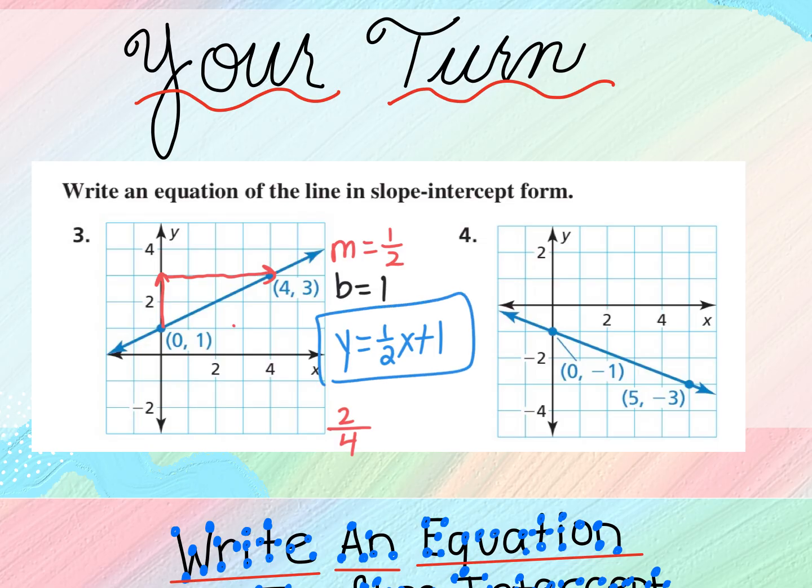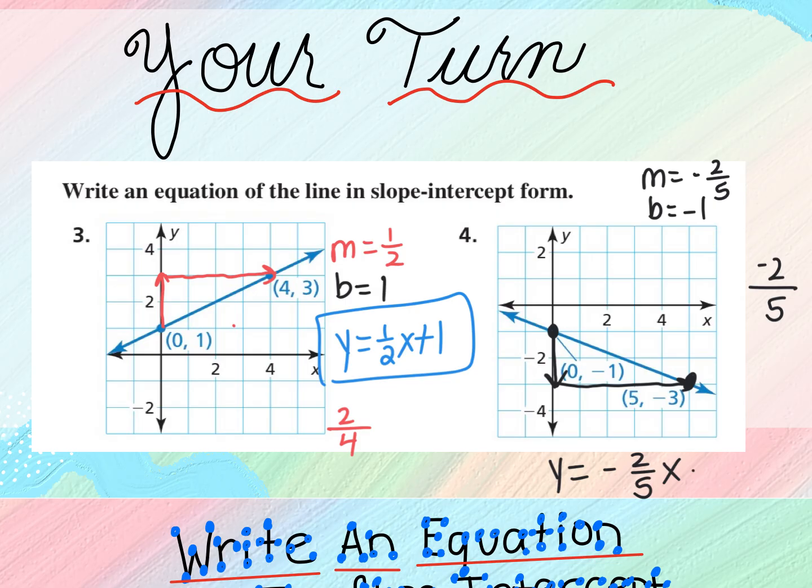The second one, my y-intercept is at -1, correct? My slope, on the other hand, you could see from the top point to the bottom point, it's going down 2, which is negative, right? And it's moving to the right 5, which is positive, and a negative divided by a positive means the slope is negative 2/5. So my equation would be y equals negative 2/5 x minus 1.